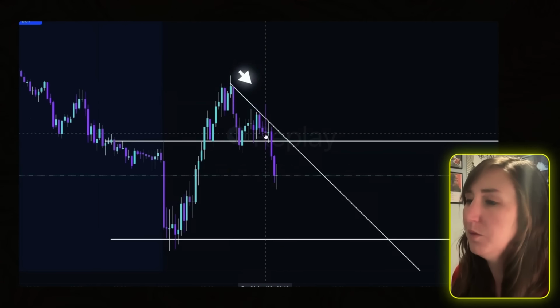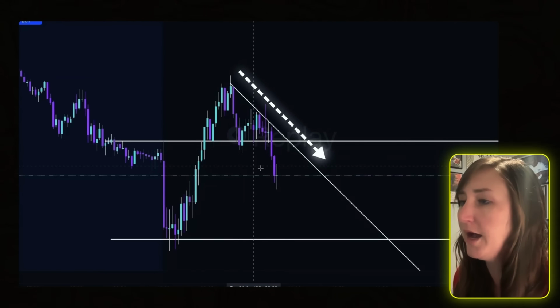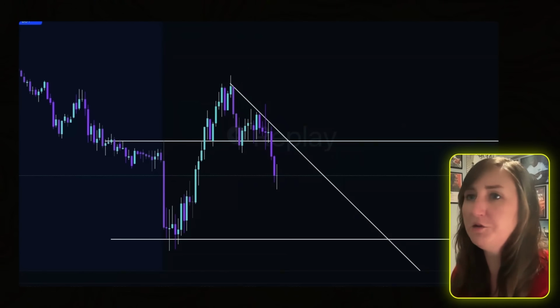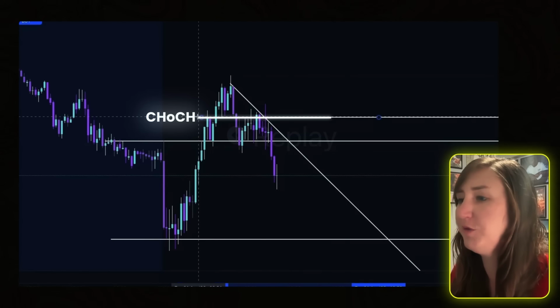You'll see here, we don't have higher lows or higher highs going on. In fact, we're making some changes in direction. We have a change of character here on the 2.